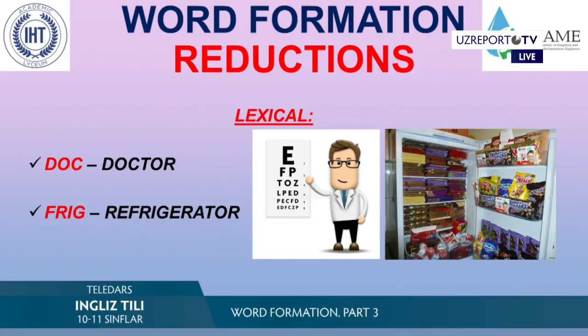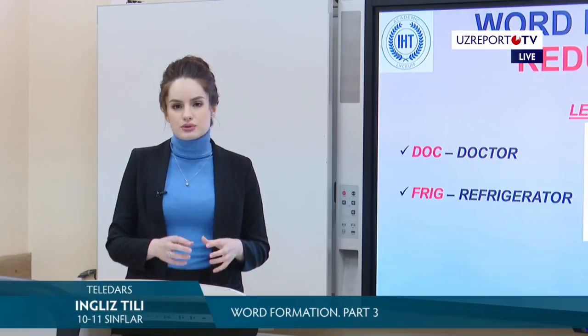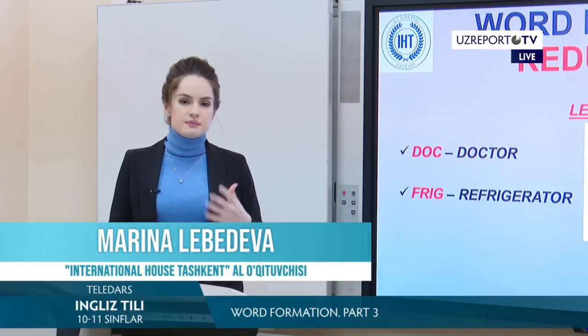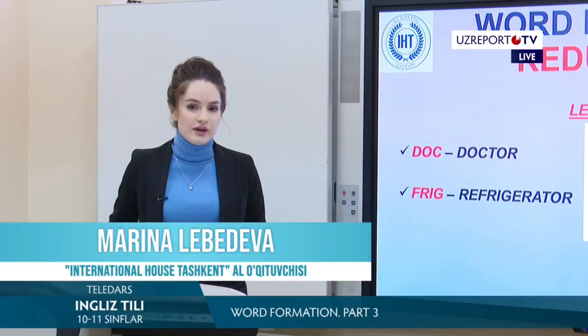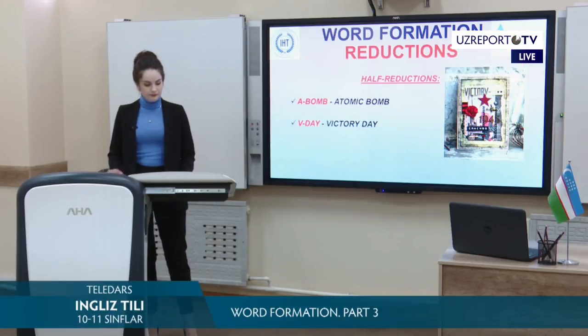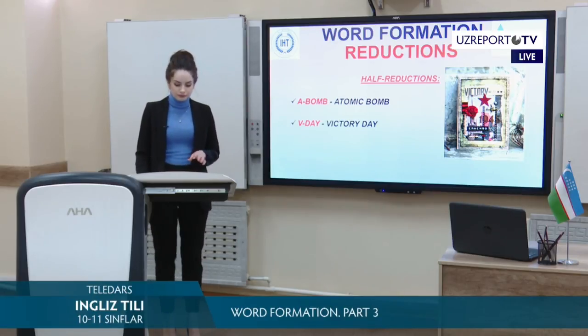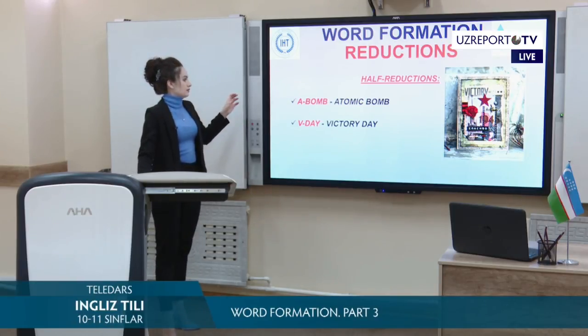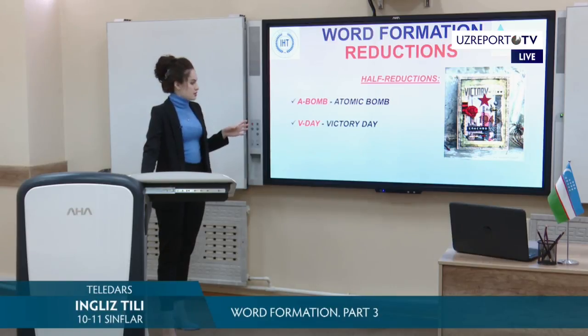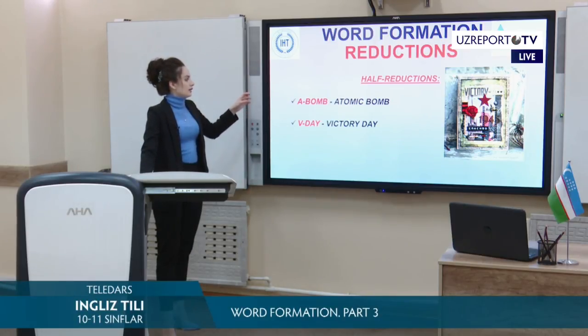We have such kind of reductions in mostly written sources. We don't fix them in our speech. In our speech we fix a little bit another abbreviation, so we'll talk about them in a minute. Next, half reductions. What does it mean? It means that you may reduce only one word. You will leave one letter and the second word will stay without any changing. For example, A-bomb, atomic bomb, or V-Day, Victory Day.